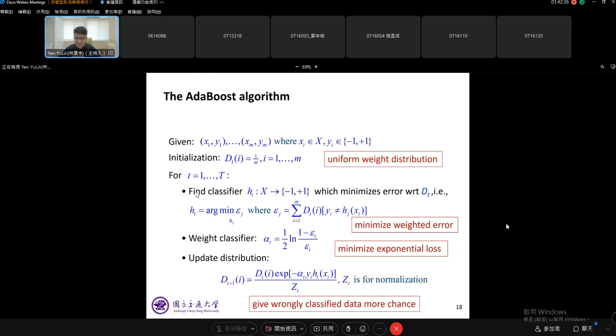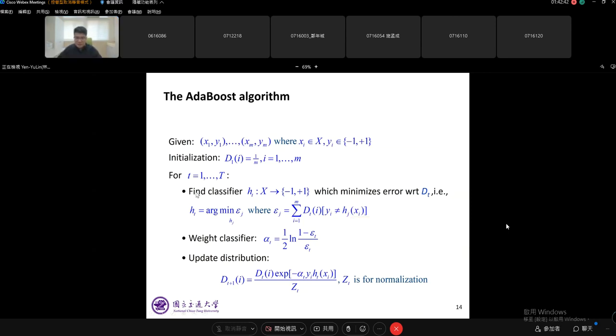I would like to specify the AdaBoost algorithm in Chinese again.